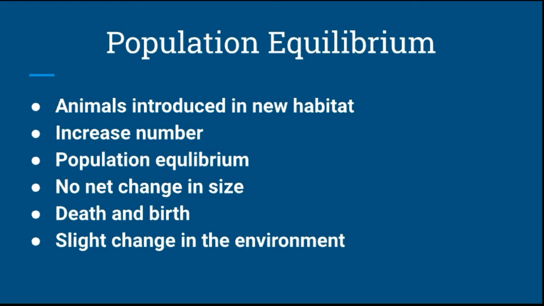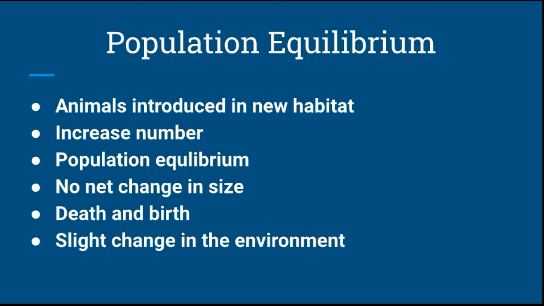We know very well that equilibrium means there is no net change in the size of the population. It means the death rate and birth rate are all equal. The population remains in equilibrium as long as the biotic and abiotic factors are optimum.